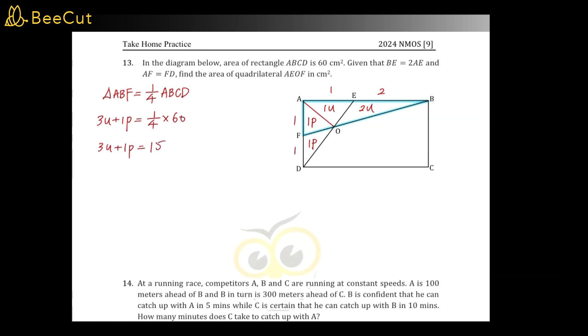Next, let's check the triangle ADE. So triangle ADE is 1/6 of ABCD. This side is 1. This is 1/3 of the total. So 1 times 1/3 divided by 2. This is 1/6. Right. So 1u plus 2p equals to 1/6 times 60. Right. So 1u plus 2p is 10.